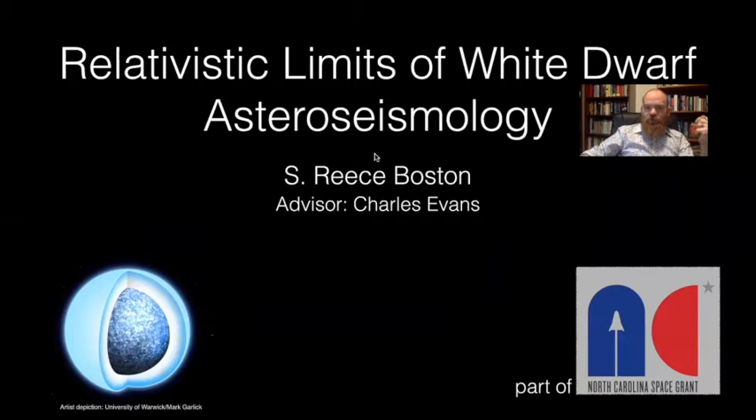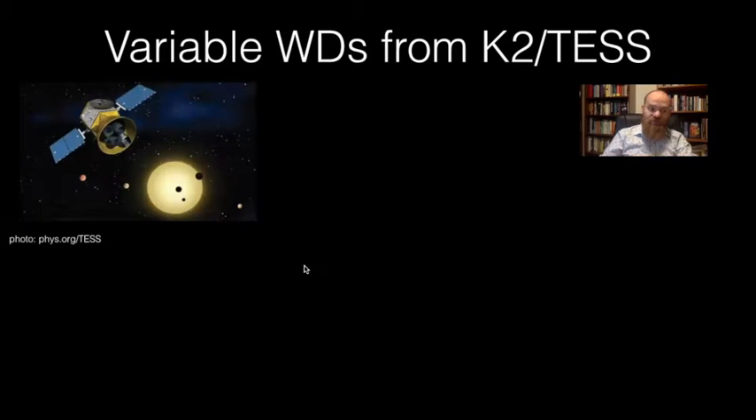I'm here to talk to you about the relativistic limits of white dwarf asteroseismology. Jumping right in, my research was inspired by data from the K2 and TESS satellites. These are both space-based satellite telescopes. Their intention is to measure transiting exoplanets in space.